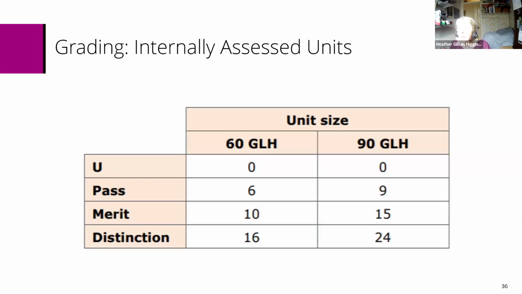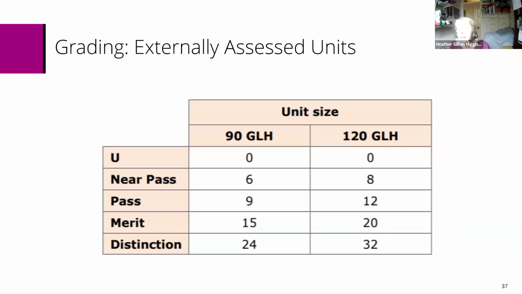Internally assessed units are mentioned before, though. If learners don't meet anything for a 60 GLH or a 90, they don't get any points. For a pass, it's 6 for 60, 9 for 90. Merit gets 10, 15, 16 for distinction, and 24. Now, all will become clear when I look at the slide after this.